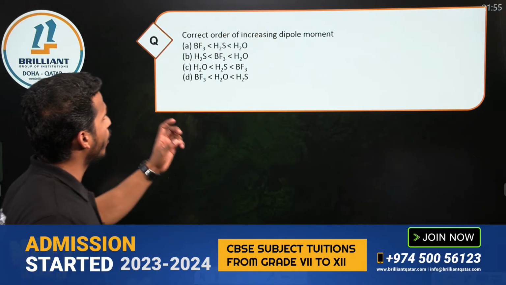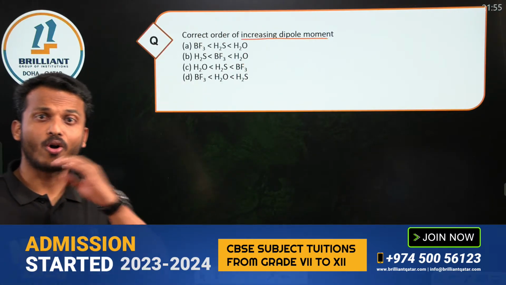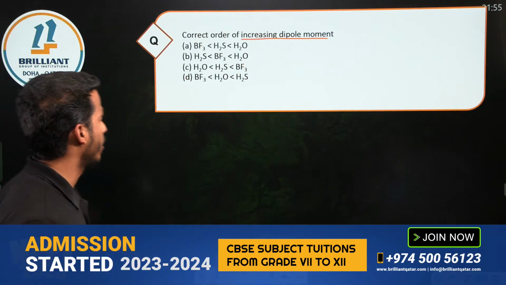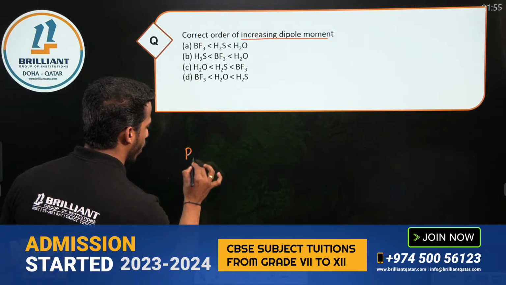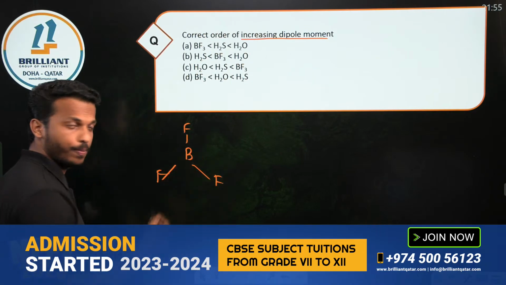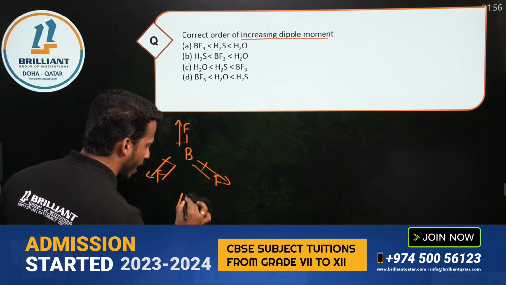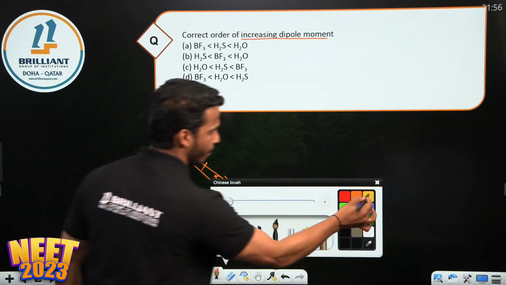What is the correct order of their increasing dipole moment? Let's see the structure of the molecules here. BF3. You know, BF3 is trigonal planar shape where all the dipole moments cancel each other. Dipole moment here is 0.